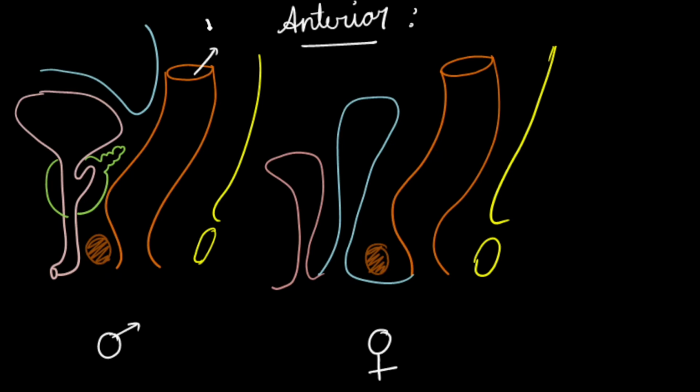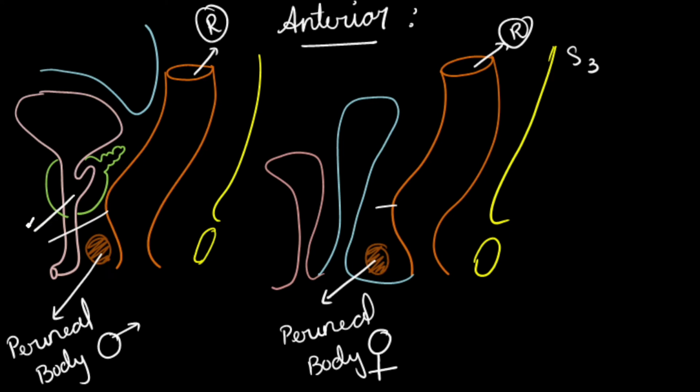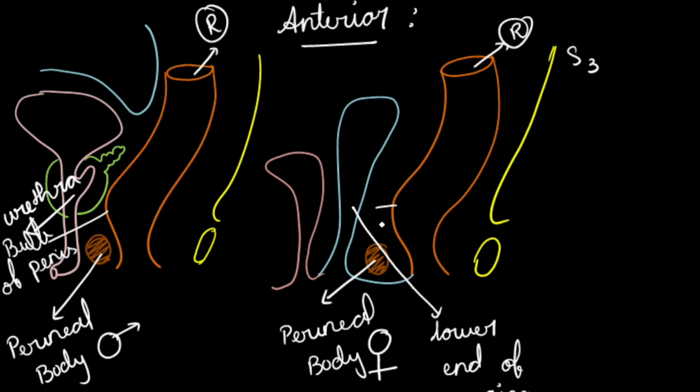This is the rectum, starting from the S3 vertebra, and here you can see the perineal flexure, here also you can see the perineal flexure, and in both male and female you can see the perineal body in common. In the male, you can see the urinary bladder in front of the rectum. Exactly in front of the anal canal, the anterior relation would be the urethra, mainly the membranous urethra, and the bulb of the penis in the male. And in the female, the lower part of the vagina is anteriorly related to the anal canal.